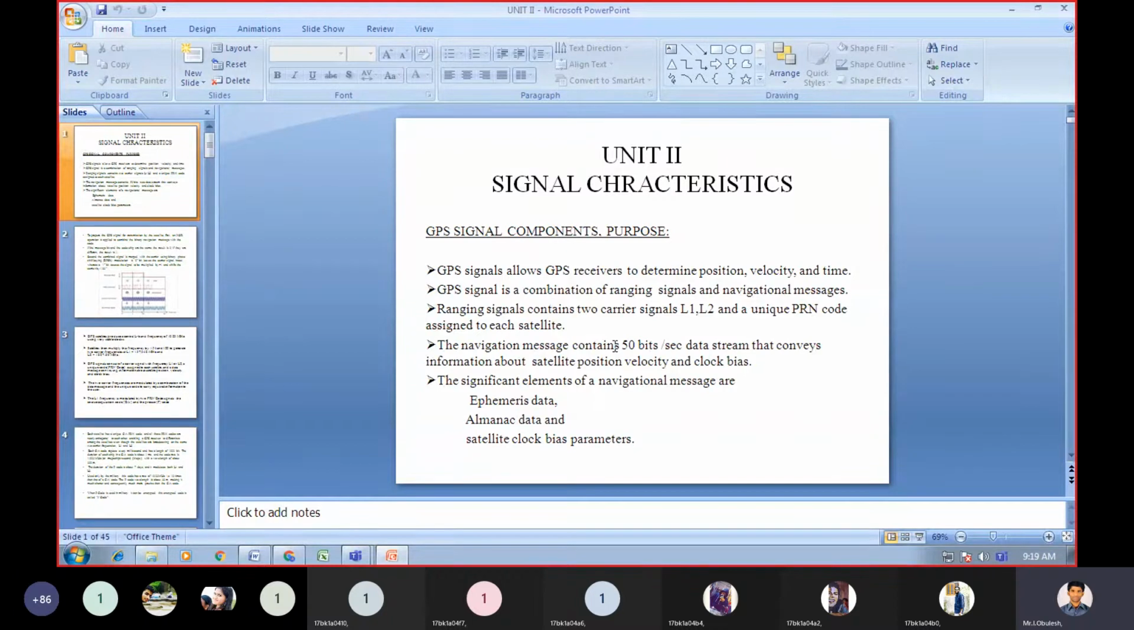The navigation message, whatever we are receiving from the GPS satellite, contains a 50 bits per second data stream that conveys information about satellite position, velocity and clock bias.